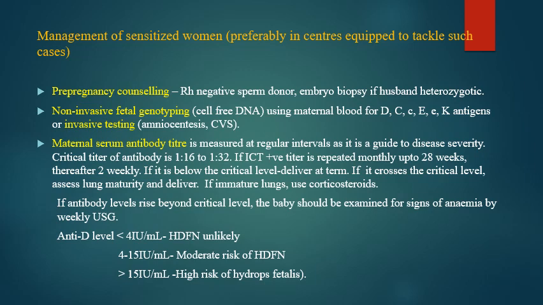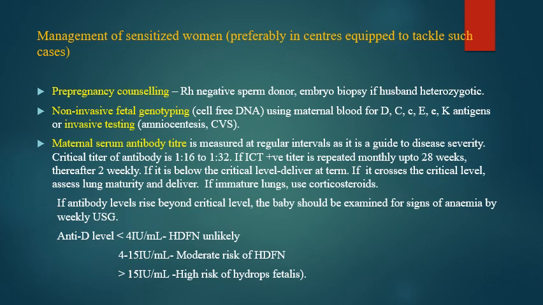Next, we are to assess the maternal serum antibody titer at regular intervals. This is a very important guide to disease severity. The critical titer of antibody is 1:16 to 1:32. Now, if indirect Coombs test is positive, as in any case of sensitized pregnancy, the titer is repeated monthly up to 28 weeks and thereafter every 2 weeks. If it is below the critical level, we can continue the pregnancy and deliver her at term.